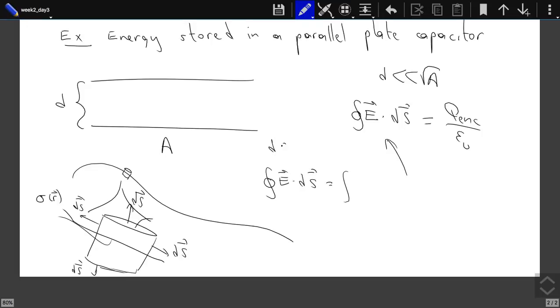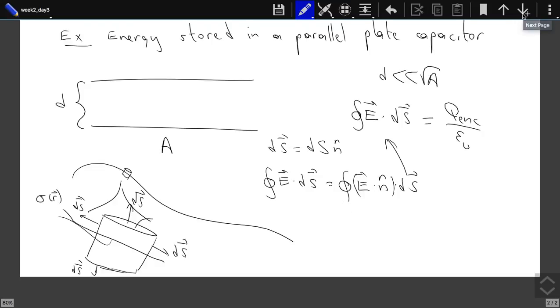I can write this ds to be its magnitude in the normal direction. And again, this normal direction will change depending on where I am. So this is E dot n multiplied with ds over this closed loop surface.